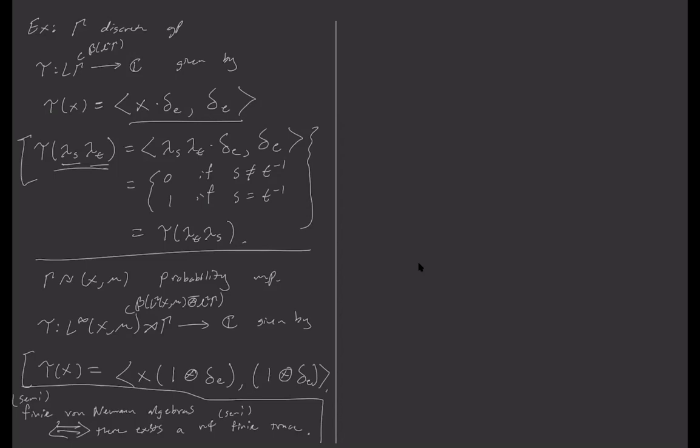I should also mention that if the von Neumann algebra is a factor and it has a trace or a semi-finite trace, then it's the unique trace or semi-finite trace up to scalar multiplication. That's the result of Murray and von Neumann.